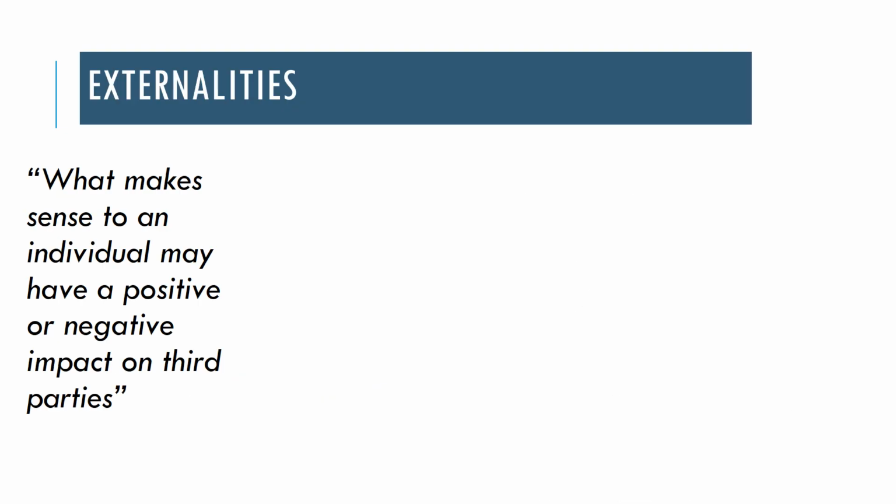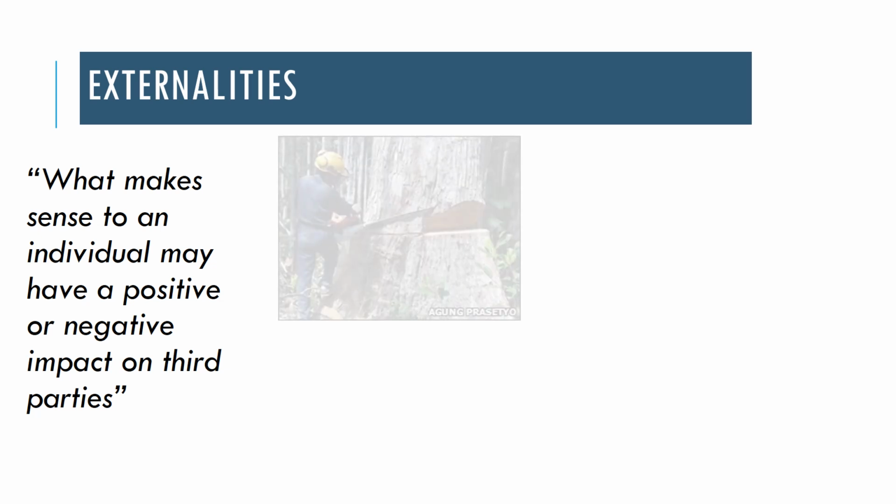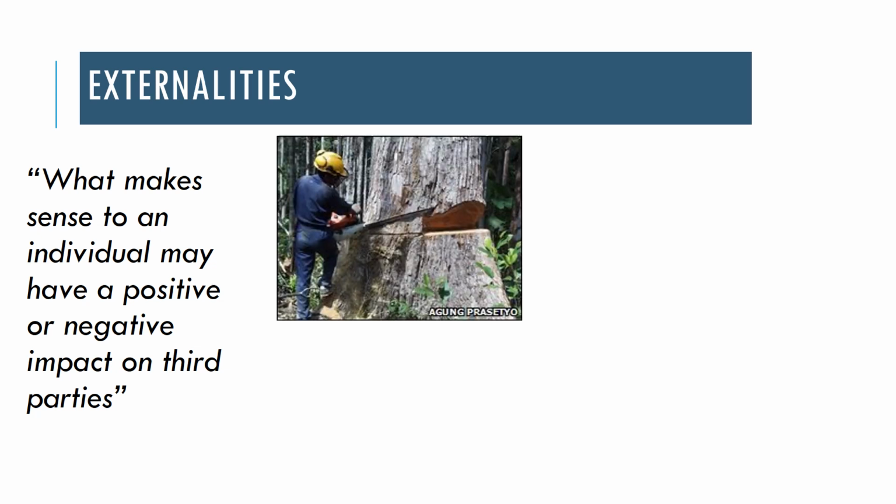So, externalities. What makes sense to an individual, a buyer or a seller in a market, may have a positive or negative impact on a third party. For example, a logging company: it will make sense for them to cut down trees because they can then sell them. It makes sense for the market to produce that particular option. But if we think about a third party who might be impacted by that, perhaps the local community who lives in that area and suffers from the environmental damage, they didn't cut down the tree, but they are impacted upon. They would experience a negative third party effect.